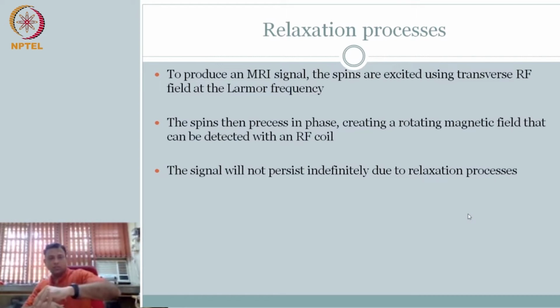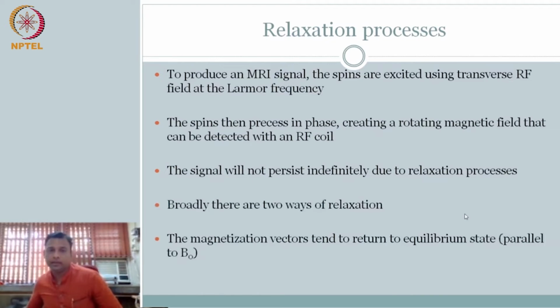There is another process also, right? While the signal coherence is lost and the signal goes down in the transverse plane, along your Z axis the longitudinal component is building up. That is relaxing to gain signal strength, whereas the XY components relax to lose signal strength, right? So there are two aspects to it, and we will break them apart and talk about what each is called. There are broadly two ways of relaxation.